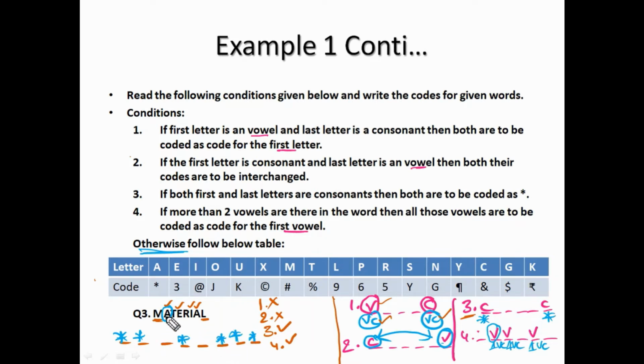And what about remaining letters? So remaining there are 2 letters, T and R. Write them as it is. As it is means according to the table. So T, that is percentage, and R is 5. So this is the code for material.